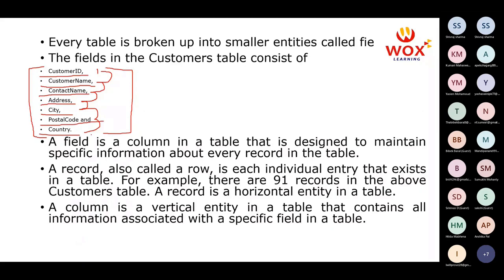A field is a column in a table that is designed to maintain specific information about every record in the table. We already discussed that the columns contain some attributes, or you can say headings, and the rows contain the data sets related to that column only.